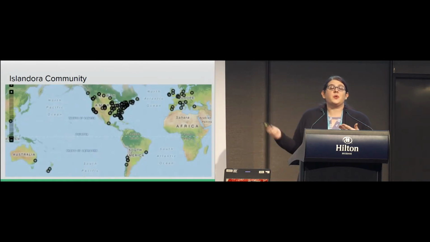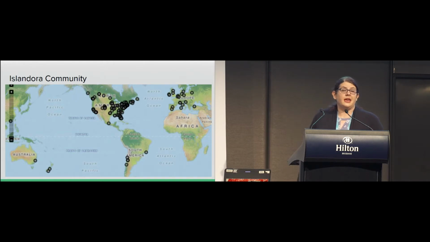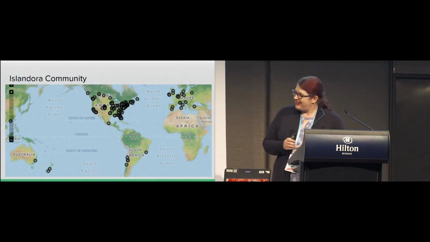Another look at our community is where Islandora is being used. So this is an installation map showing those 150 or so public installations that we know about. A lot of use in North America, Canada and the US, and Europe. As you can see, we do have 1 dot here in Australia. We'd love to see more.